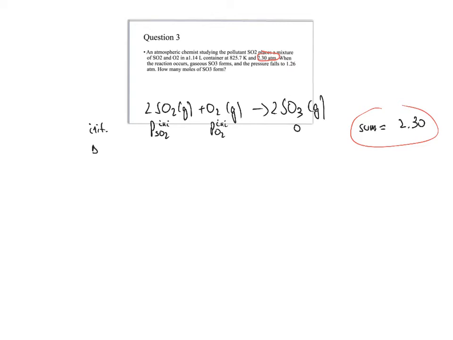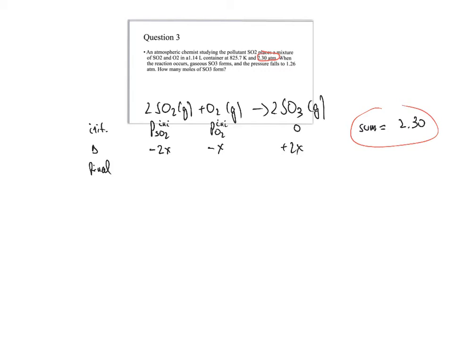Then you have a change. I'm going to put a delta here for change, and then I have a final pressure. The final pressure depends on the change. Now, here's the tricky part. For every 2 moles of SO2 that are used up, 1 mole of O2 is used up. How do I write this mathematically? For example, minus 2x. So for every 2x of SO2 that's used up, 1x of O2 is used up, forming 2x of SO3. Basically just the coefficients times x, because I don't know exactly how much is used up.